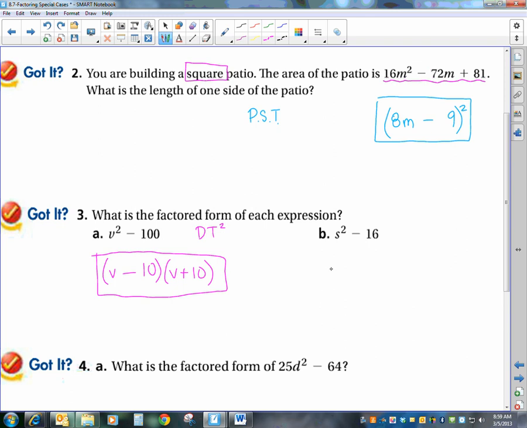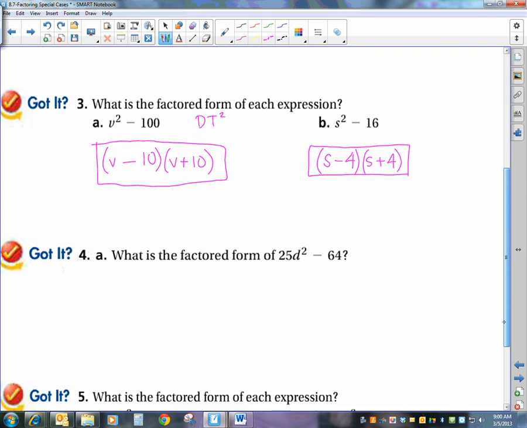s squared minus 16: square root of s, square root of 16. One is negative, one is positive. Okay, and here we have one with a coefficient on our first term, but it is still a perfect square. 25d squared. Square root of 25 is 5d. Square root of 64 is 8. One will be positive and one will be negative.